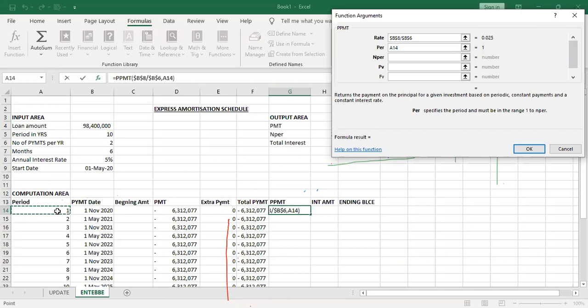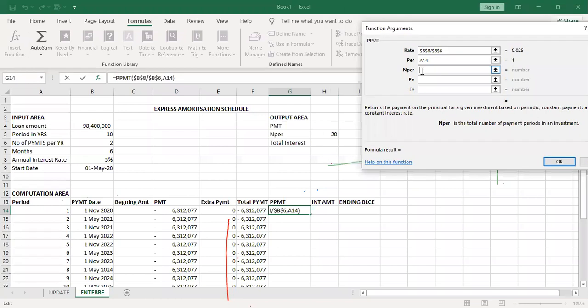In Excel, we don't fix Per, because if you fix this period one, it means that when you scroll and go to period 9, the computer will still use period one. So click on Per, click on period one, and do not fix. Then go to Nper, and our Nper is 20. So click on 20, and then fix that one. Press FN F4, or F4 to fix it.